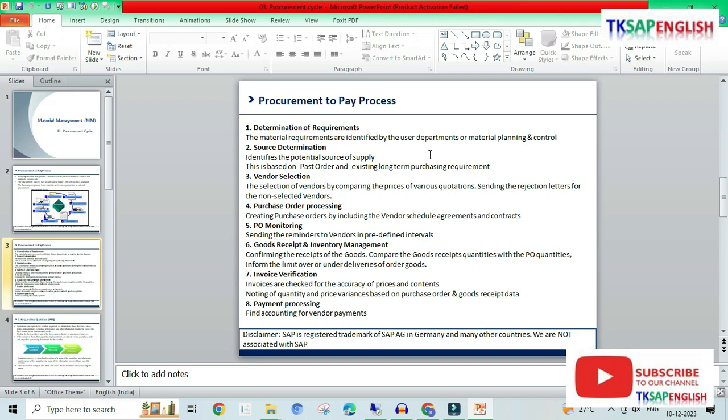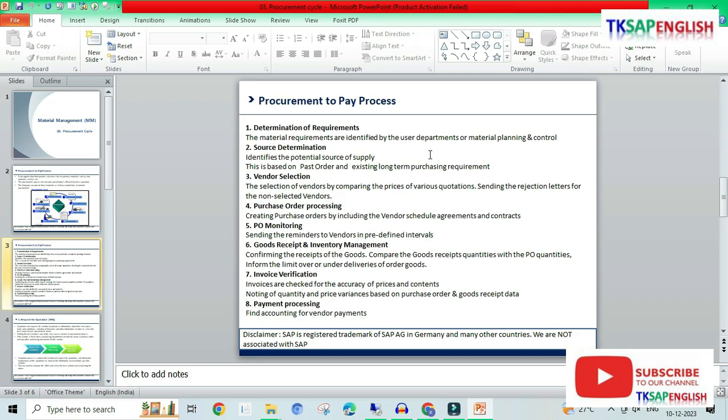In industry terms, we can use excess and shortage. The limit over is excess, and under deliveries of ordered goods is shortage.